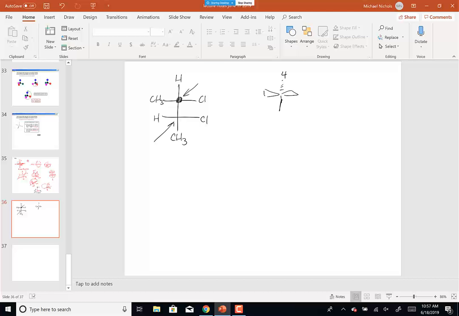H. Number one group. Chlorine would be number one. Okay, now if I'm looking at the other two groups, the CH3 versus the whole bottom part of the molecule, I'm going C versus C. What's attached to this C up here? Three H's. What's attached to this C down here? How about more than three H's? Because it's got an H, a Cl, and a carbon. So more than three H's. So number two, number three.